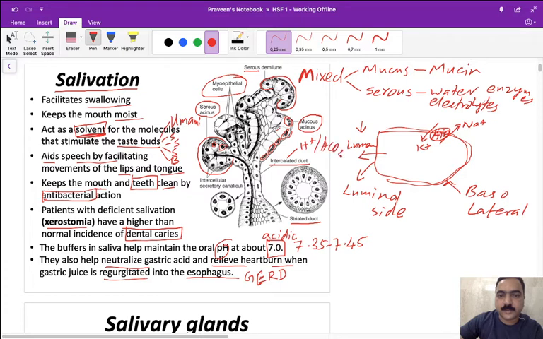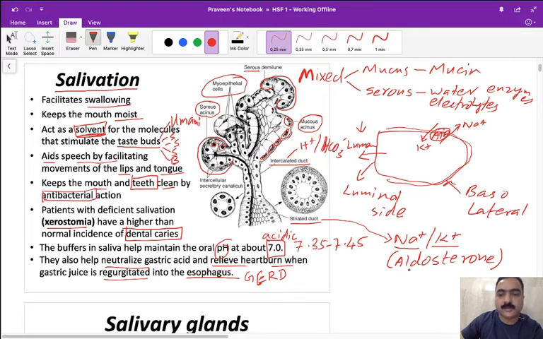HCO3 minus. So the bicarbonate and the hydrogen ions are being handled. The reabsorption of these is done at the level of the intercalated duct, whereas the striated duct modifies the sodium and the potassium content of the saliva. The striated duct is also mainly influenced by the hormone aldosterone, which changes the sodium concentration and the potassium concentration of the saliva.